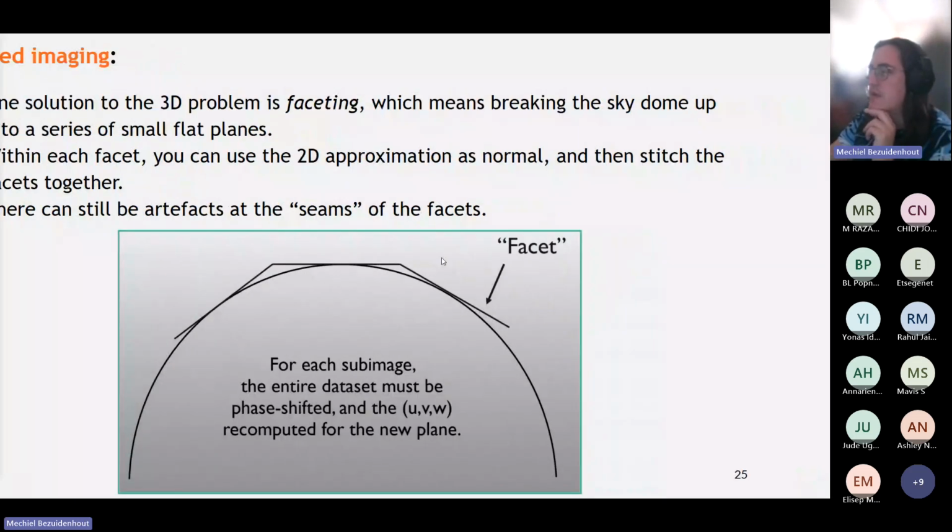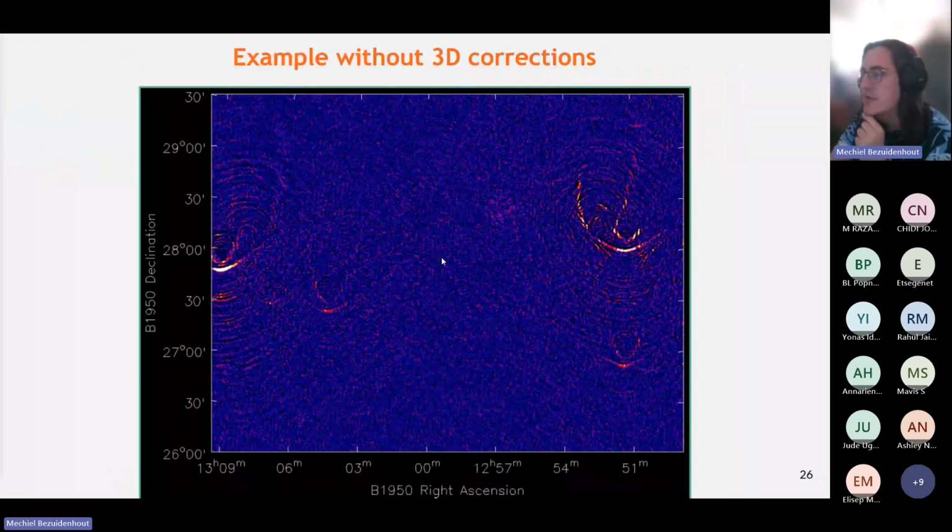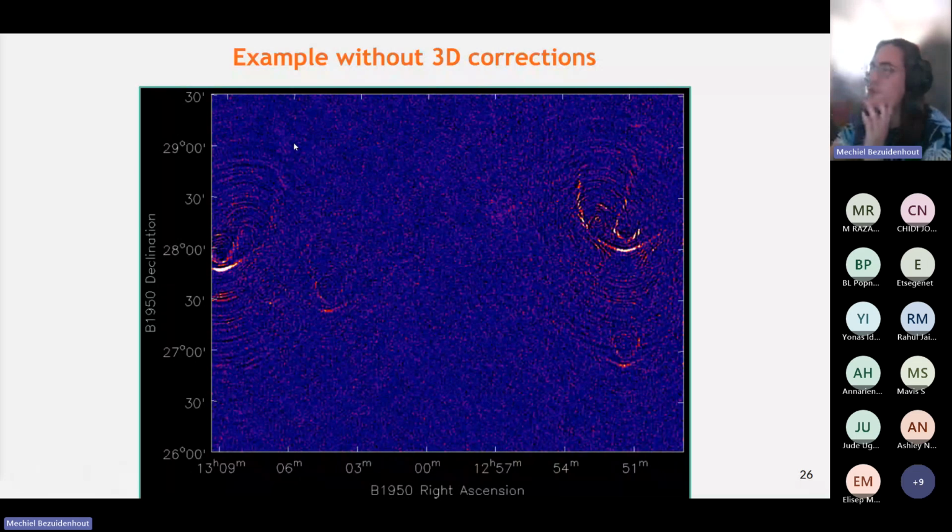So this is an example of an image of the sky, made without doing three-dimensional corrections, and you can see here the size of this image is very large. It's about 3 degrees by 3 degrees in size. So it's a large image, and towards the edges of this image, there are very noticeable artifacts. These tracks in the image are caused by these 3D projection effects.